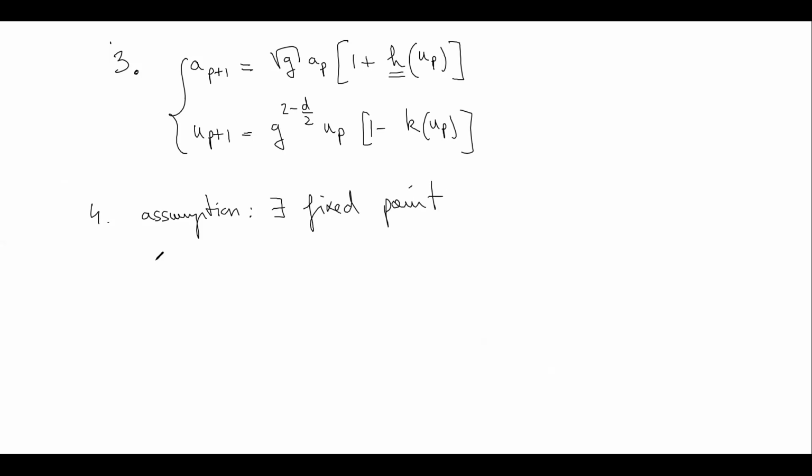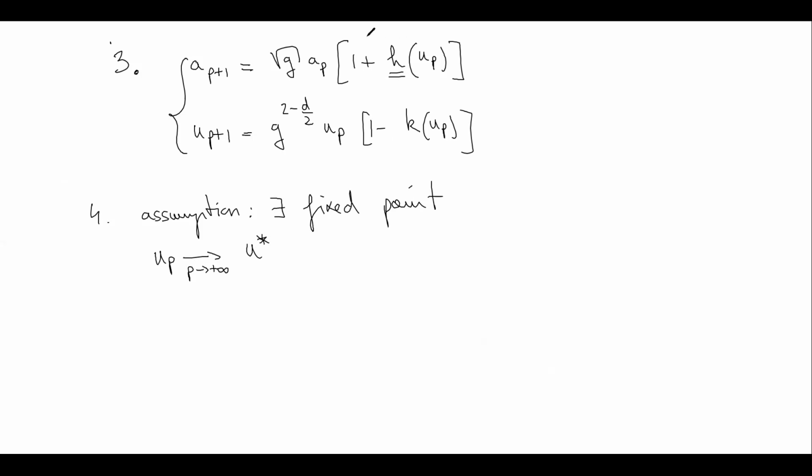Fixed point means that when P goes to infinity, UP, the coupling constant, tends to a constant value. At some point, you can group more and more units and it doesn't change anymore. You have reached a plateau, and the interaction energy is the same. Okay, this is a fixed point. So this fixed point means that U tends to a constant value.